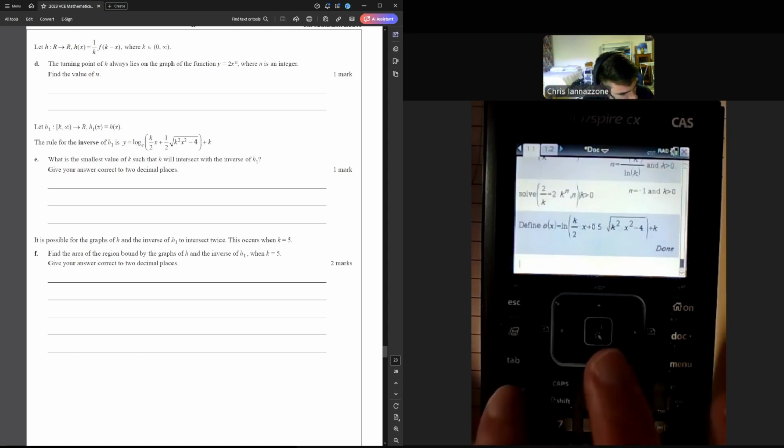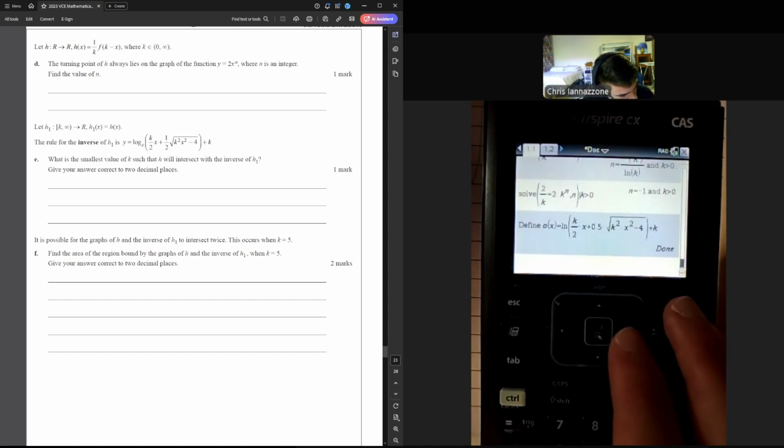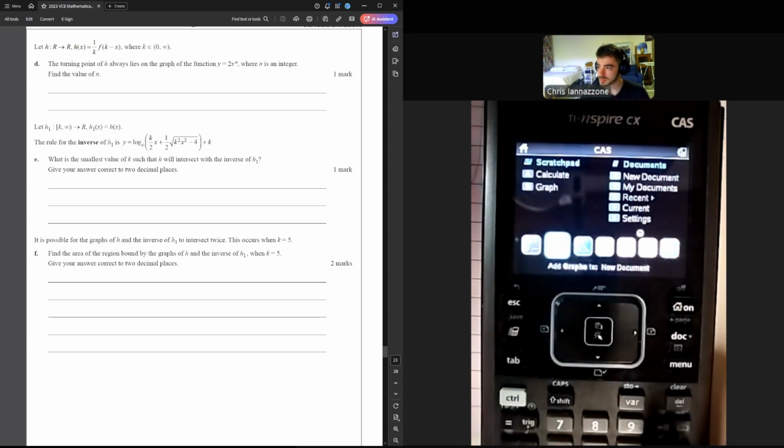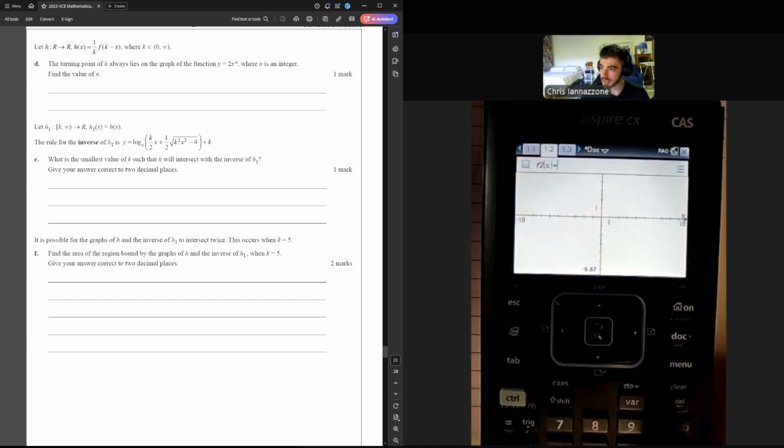Now, just to help us out a little bit, what we're going to do is do a bit of graphing. We're going to plot our h of x, we're going to plot our h1 of x, and we're going to just see what's going on. Or at least the inverse of h1, I should say.